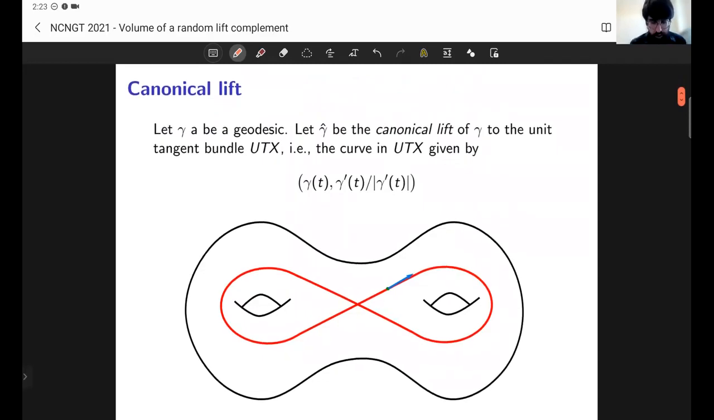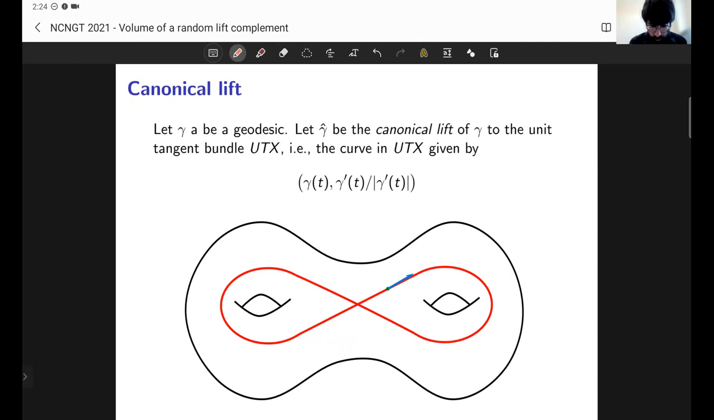Given a closed geodesic on the surface X, we can define a lift of this geodesic to the unit tangent bundle. That's called the canonical lift. Well, to specify a lift to the unit tangent bundle, I need to specify both a point on the surface together with a direction. And there's a natural direction to choose. If you have a geodesic, you can look at the derivative of the parametrization. And if you want to pick a unit vector, you can normalize by dividing by the norm of that derivative. So that's what I do. This is the canonical lift. The canonical lift is a choice of a point on the curve together with its unit tangent vector.